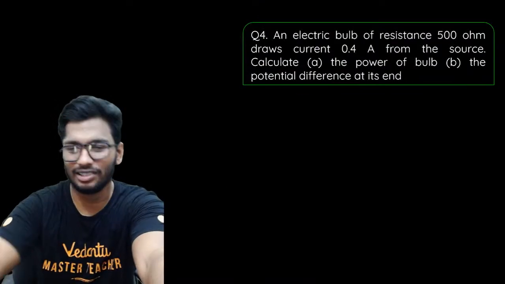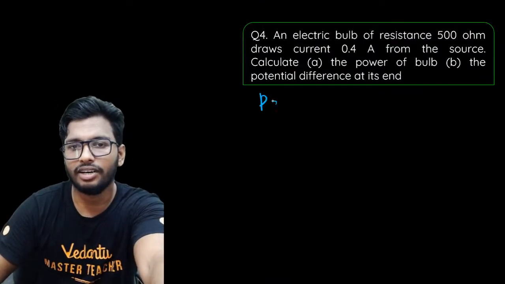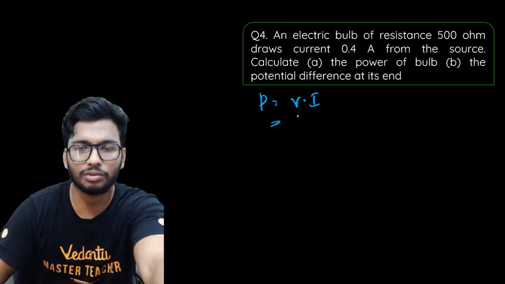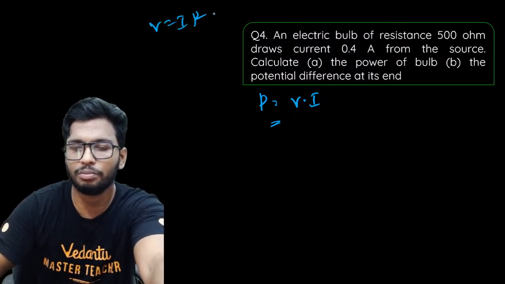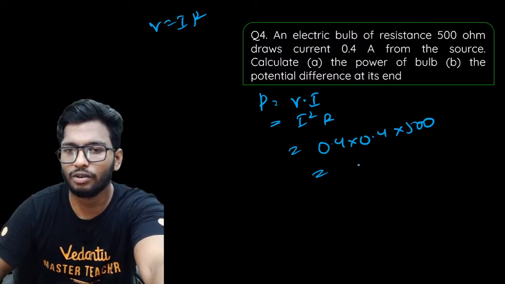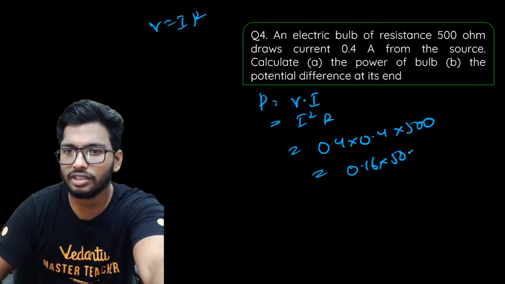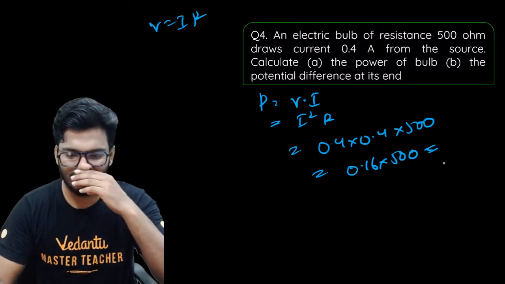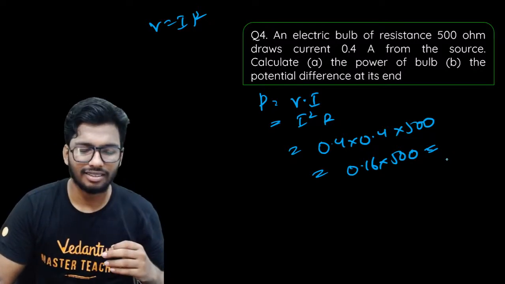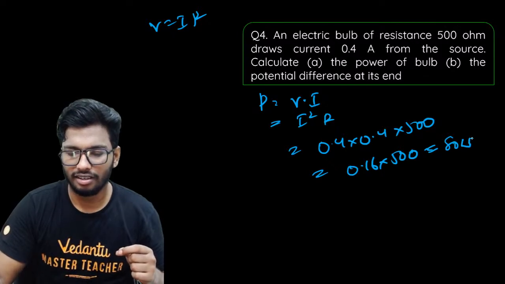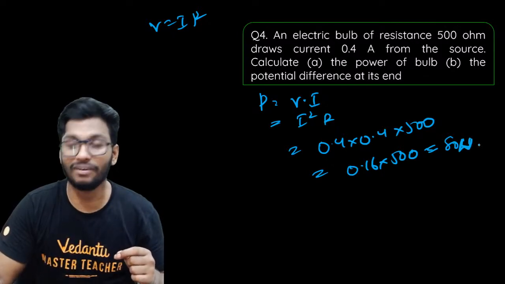Unfortunately, the right answer is option B. Once again, how do you solve it? Power is equal to voltage into current. Voltage you do not know, so substitute: V is equal to I into R. So I square R is the formula now. 0.4 into 0.4 into 500. 0.4 into 0.4 is 0.16, into 500 is 80 watts. Power is 80 watts.